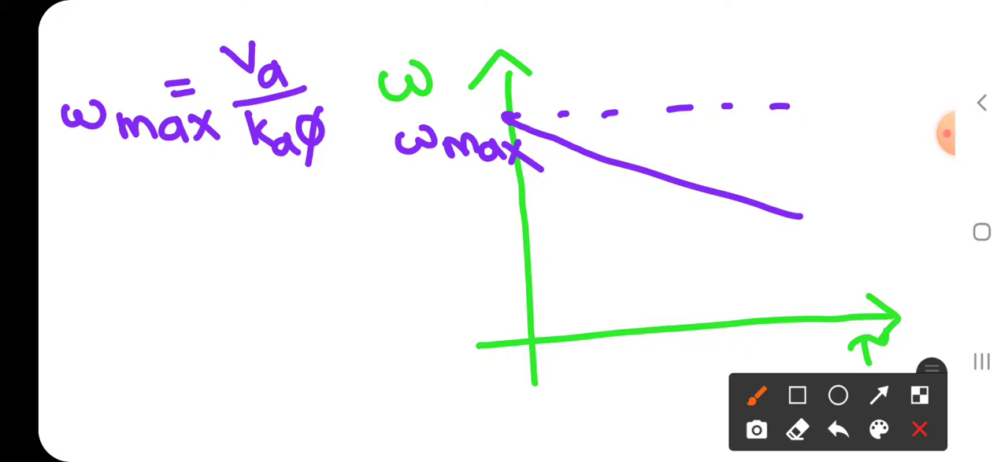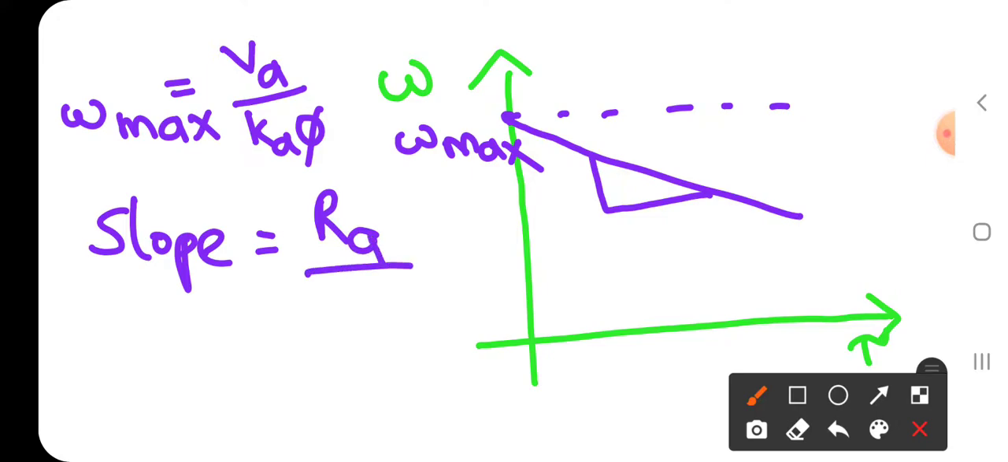Now what is the slope for this? The slope is Ra by Ka phi whole square. Ra by Ka phi whole square. Yes, these are the speed torque characteristics.